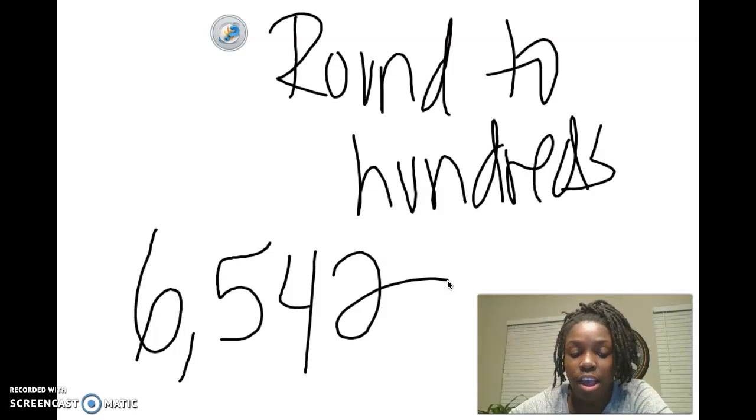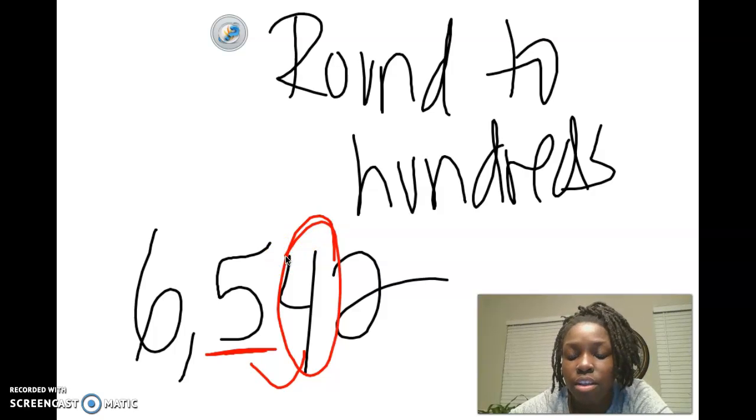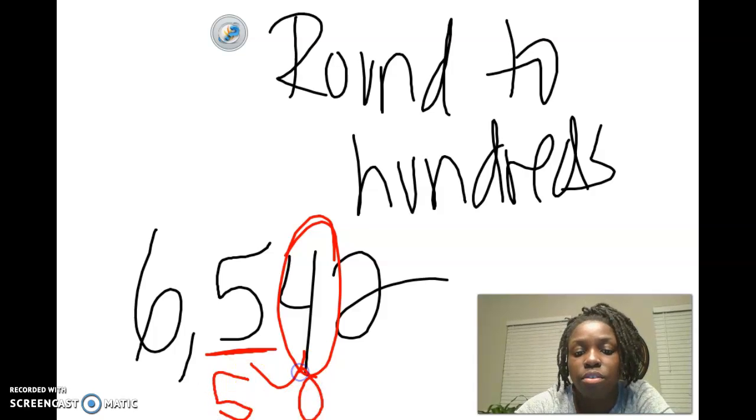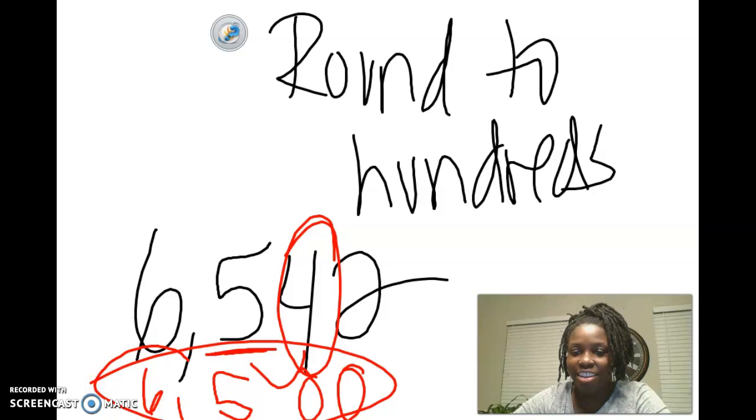All right, so let's see what you got. So if I round this to the nearest hundreds, underlining my hundreds, look behind it, it's a 4. 4 is 5 or above or 4 below? 4 below, good. So 4 below, let it go. So the 5 stays the same. The 4 turns to a 0. The 2 turns into a 0. And what do I do with that 6? Bring it down. So did you get 6,500? If you did, good job. 6,500 is your answer.